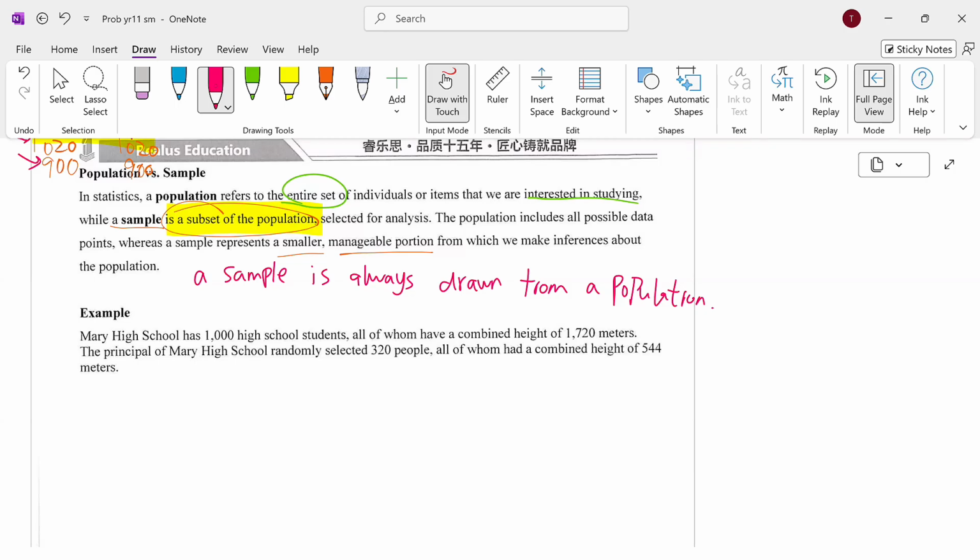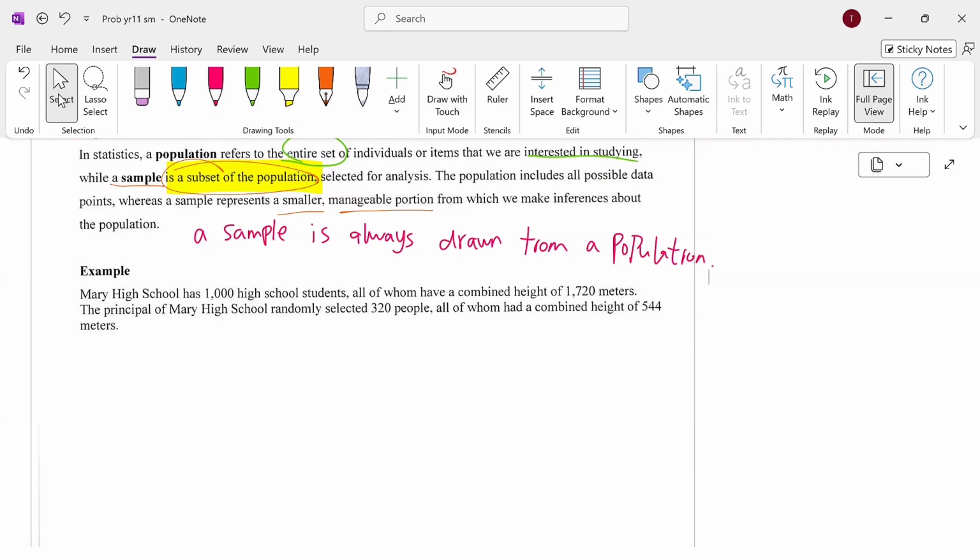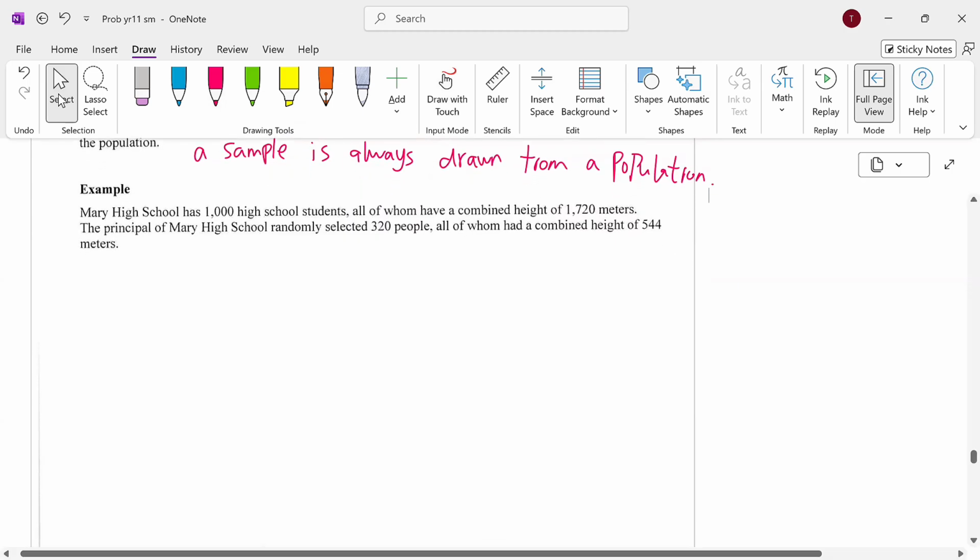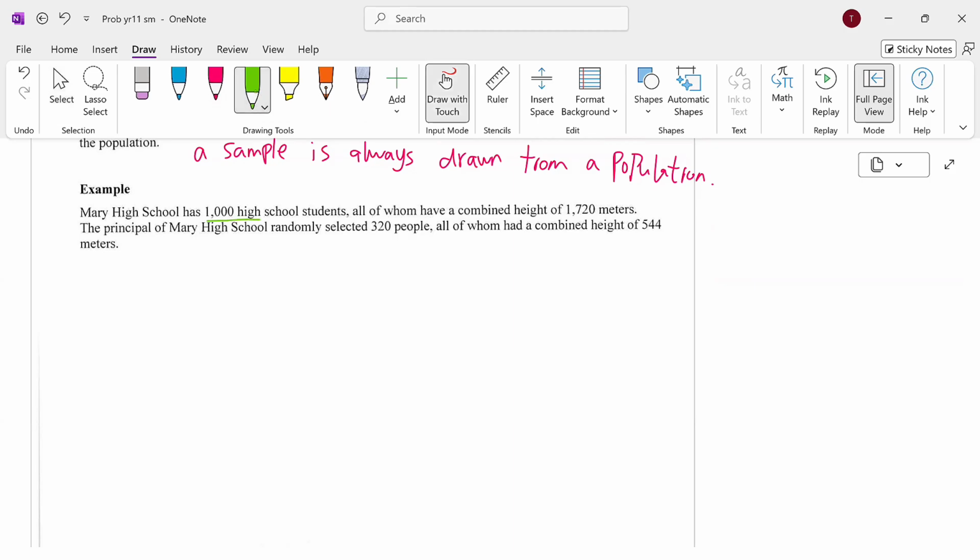Make sense? Okay. Here's another example. Mary High School has 1,000 high school students. Obviously in Australia, there are more than 1,000 high school students, right? But now we only study the students in Mary High School. In this case, this is the population. Make sense? Now, they have a combined height of 1,720 meters. Wow. What about the average height?